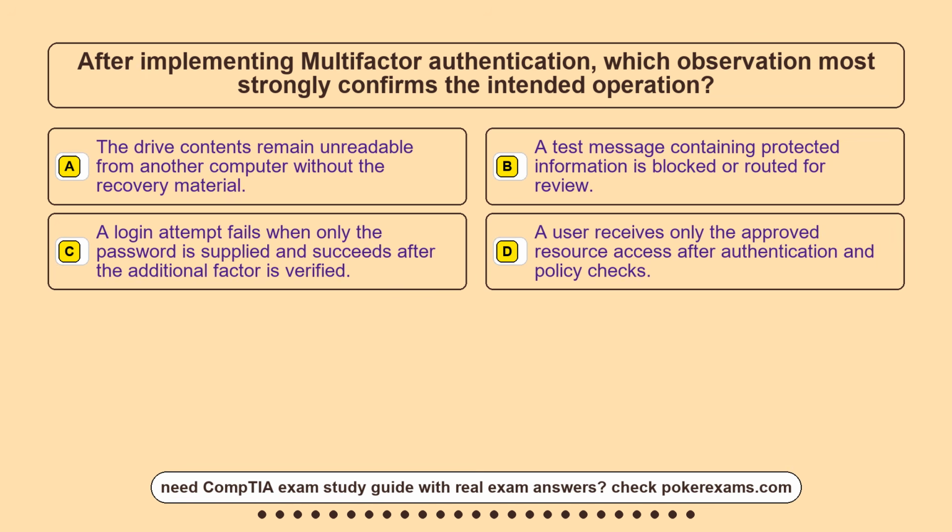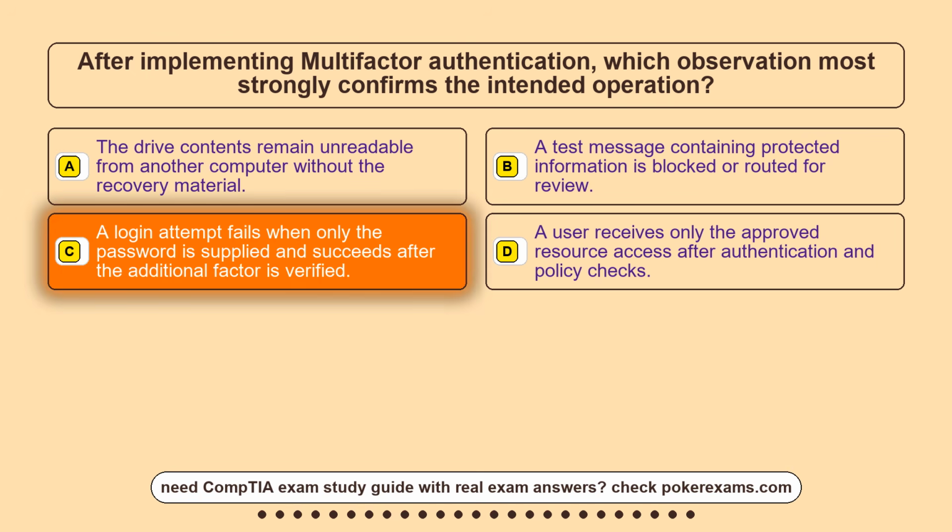Question 15. After implementing multi-factor authentication, which observation most strongly confirms the intended operation? Option A. The drive contents remain unreadable from another computer without the recovery material. Option B. A test message containing protected information is blocked or routed for review. Option C. A login attempt fails when only the password is supplied and succeeds after the additional factor is verified. Option D. A user receives only the approved resource access after authentication and policy checks.